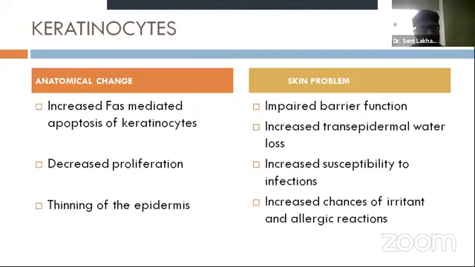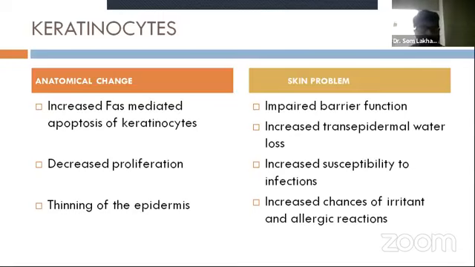The keratinocytes produce the basic structure of the epidermis. Disruption in the keratinocytes leads to impaired barrier function, which ultimately leads to aging. So what are the anatomical changes that occur in the keratinocytes? The first important thing is there is increased Fas-mediated apoptosis of the keratinocytes. Also with aging, there is decreased proliferation of the keratinocytes, which leads to thinning of the epidermis. These are the important anatomical changes which occur in the keratinocytes.